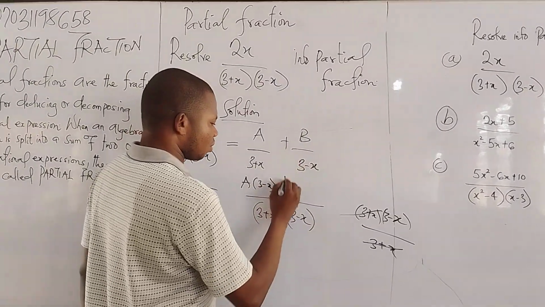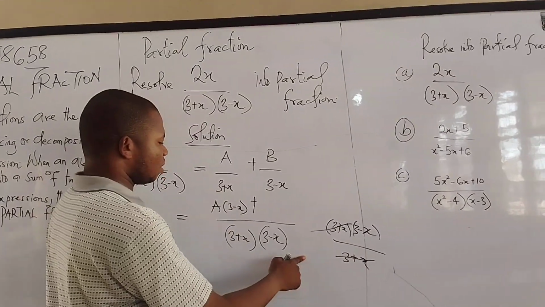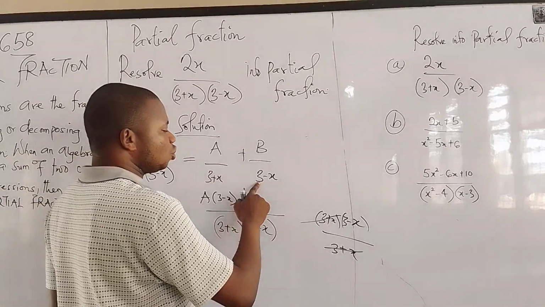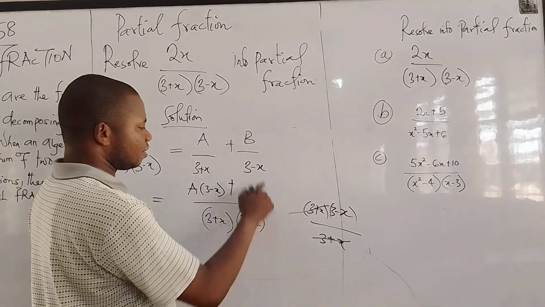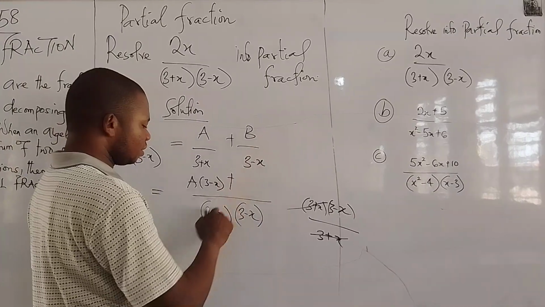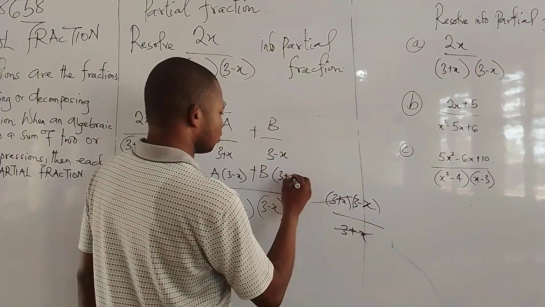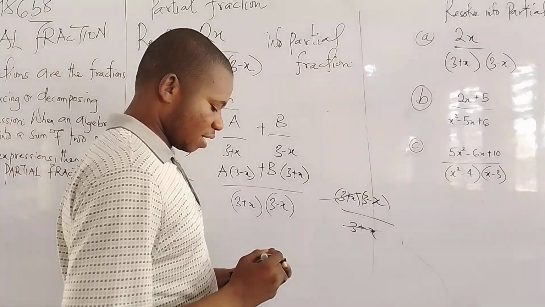What are we having here? Plus. Now, we have used this one to divide everything here. If we use this one to divide everything here, this one will cancel itself. We are left with this one. So we now have B into this one, plus B into 3 plus x. That's what we're going to have.